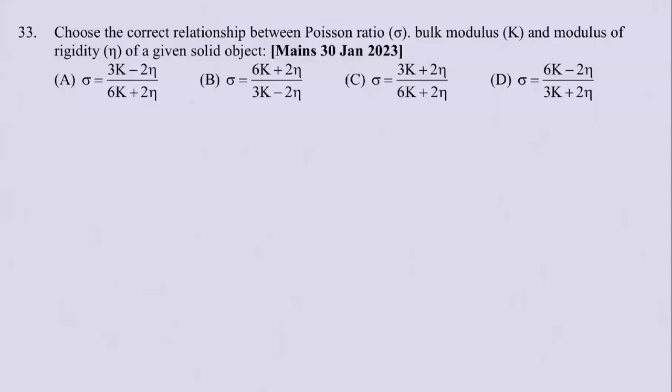Question number 33 is relation between elastic moduli. There you have to memorize and deal with that, so nothing else. So sigma value is 3 times bulk modulus K minus 2 times this one. Answer is this one, A. Directly you have to remember the formula and deal with it. There is no option. So answer is A.